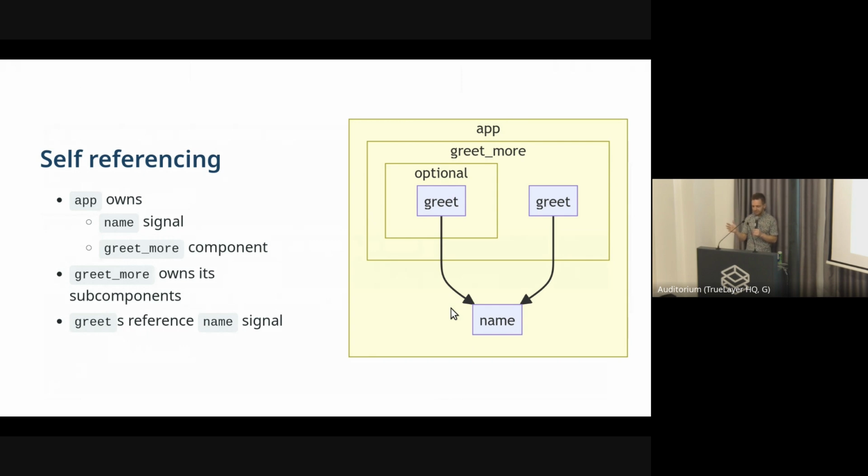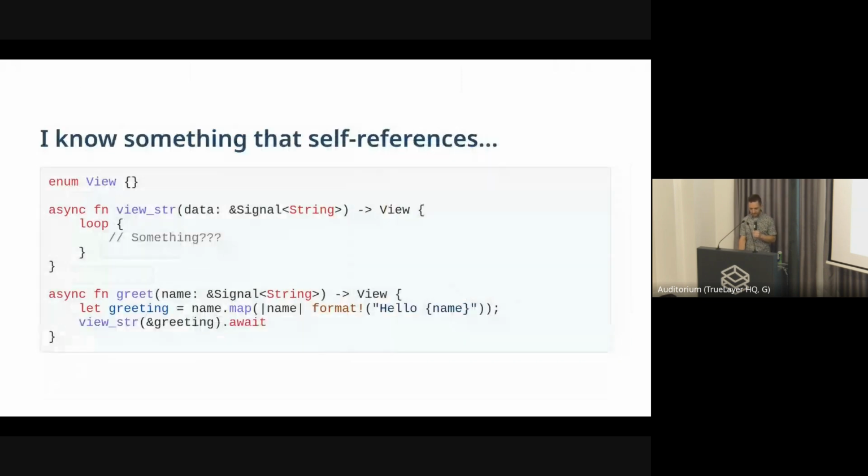The application owns this greet more component, and it owns its subcomponents, and a component also owns the signals that it creates. But the subcomponents also have references to the signals that they use. So that's just like a reference to the parent's data. So you can't do this in, say, Rust in the general case. But wait a second, there are self-references in Rust.